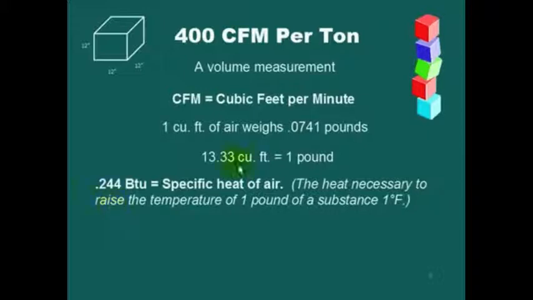And we get to another value. The reason I'm working up to this is this, 0.244 BTUs. That's the specific heat of air. The specific heat of air is the amount of heat necessary to raise the temperature of 1 pound of a substance, air, 1 degree Fahrenheit, when the air is 70 degrees. Now, so what's 1 pound of air? Half a phone booth, 13.33 cubic feet.